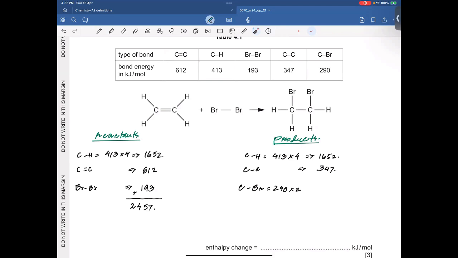So it's going to be how much? So 290 into 2 is going to be 580. Add all these values, 580 plus 1652 plus 347. So it's 2579. All right.